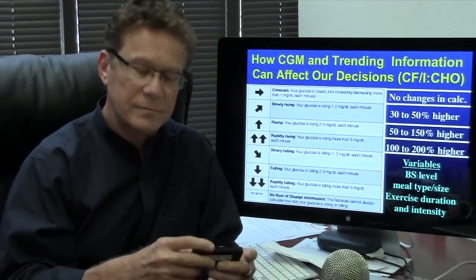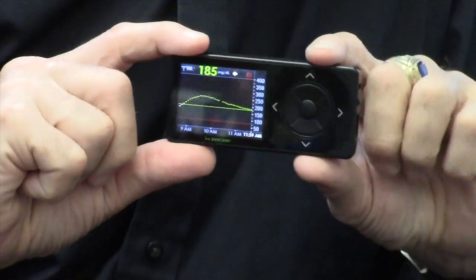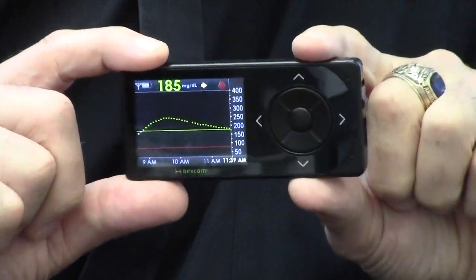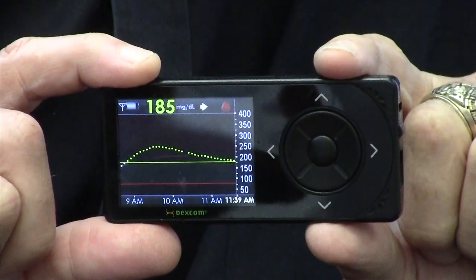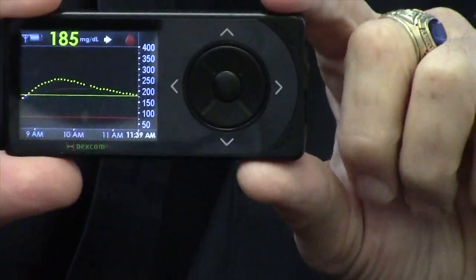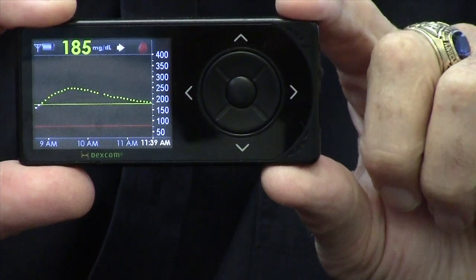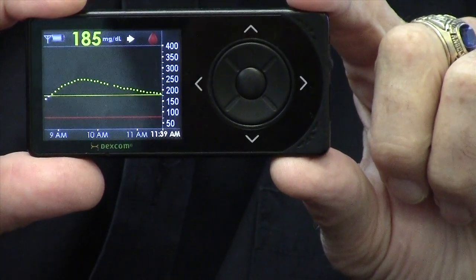Let's take a look at my trend arrow. Let's turn on my little Dexcom here. And as you can see, it's 185 blood sugar and the trend arrow is going straight across. This is the last 3 hours. And so what I'm going to do is I'm going to give myself 1.5 units now to drop my blood sugar about 60 points, and I'll be about 120 before lunch.